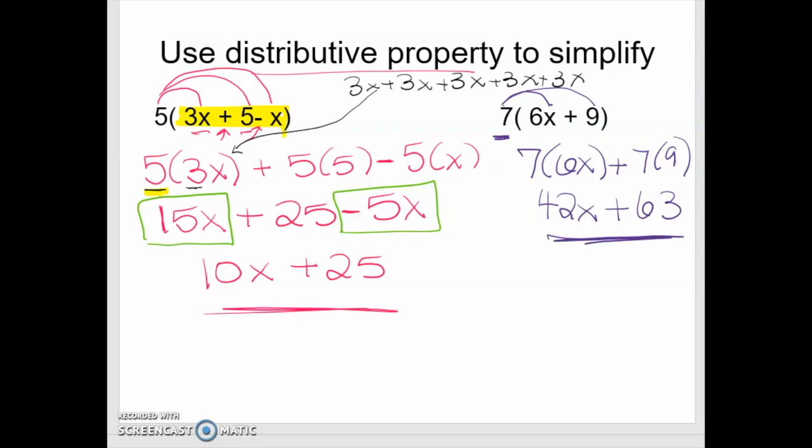We cannot go any further because 42x has a variable. 63 is a constant. Those are not like terms, so we cannot combine them. Okay, so we're going to do some practice problems with simplifying expressions.